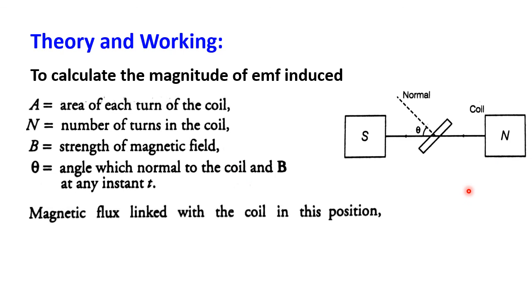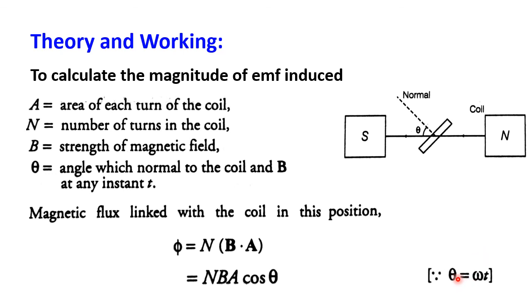Then the magnetic flux linked with the coil in this position we can write as phi equals N B A. Suppose there is only one turn, then flux phi equals B into A. Suppose there are N turns, then the flux will be N times, so N B A. Here A and B are vectors, so we go for the dot product, that is N A B cos theta. Theta we can express in terms of angular velocity. Angular velocity is nothing but angular displacement by time, so theta equals omega into t. So instead of theta, if you substitute omega t, the expression for the flux will be N B A cos omega t. So this is the flux.